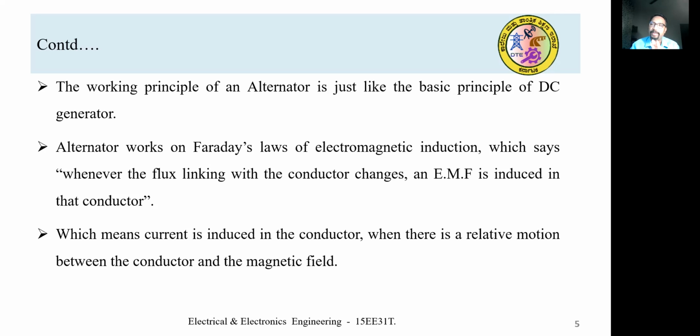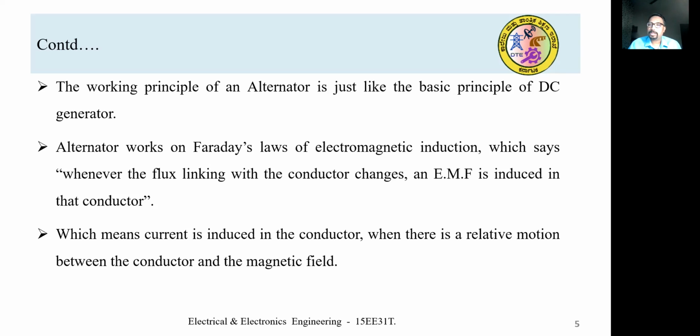This point is very important. There must be a relative motion. Then what is meant by relative motion? If both conductor and magnetic field are rotating with the same speed, there is no relative motion. When there is no relative motion, there is no change in flux linkage with the conductor. Hence, no EMF will be induced in the conductor.